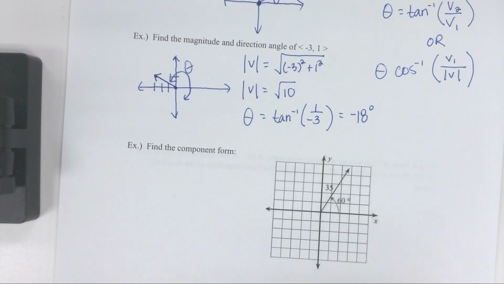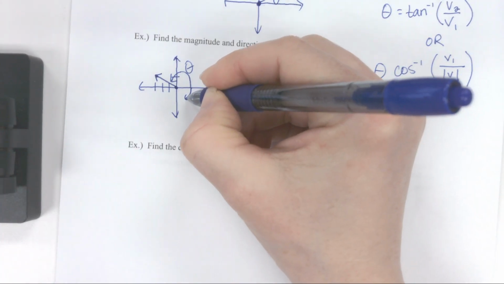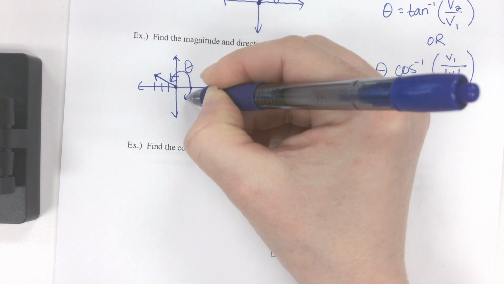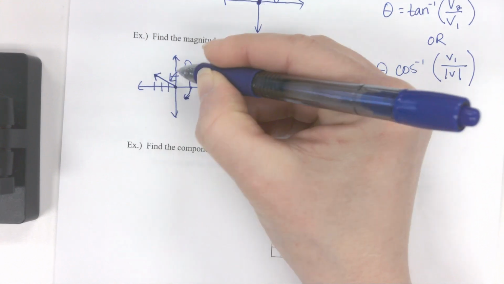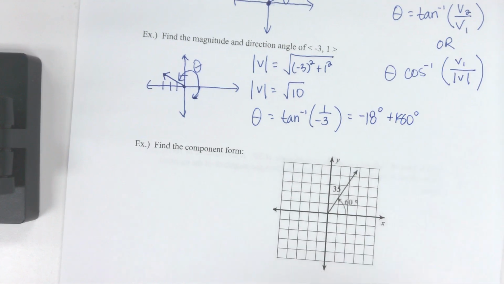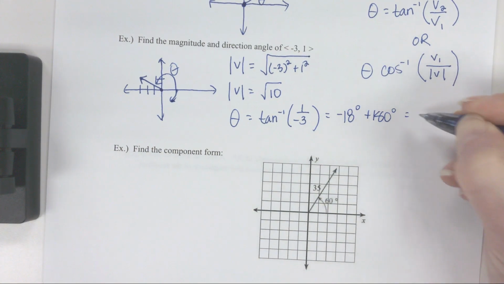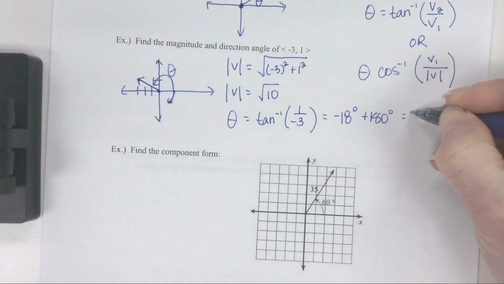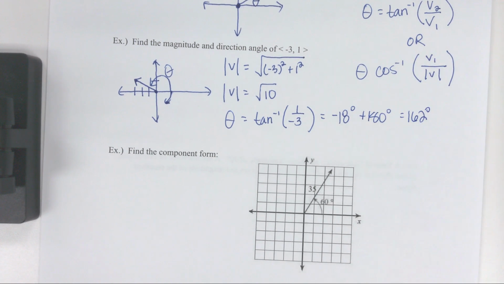Yep. So sometimes if you're not in the right spot, you might have to add 180, right? Negative 18, would you agree, is down here? But I need to get over there. How can I get over there? I just add 180 to my answer, which gives me... okay. That's what I mean by the common sense, okay? So just look at the picture and make sure you're in the right spot.